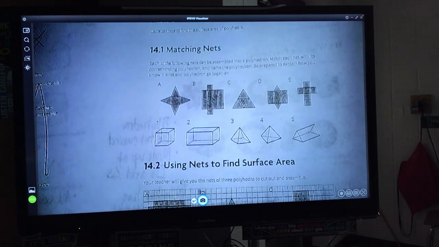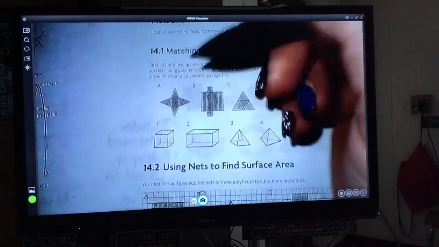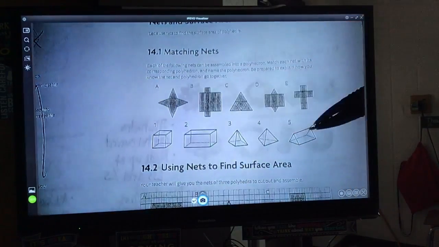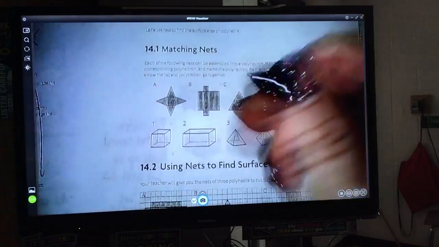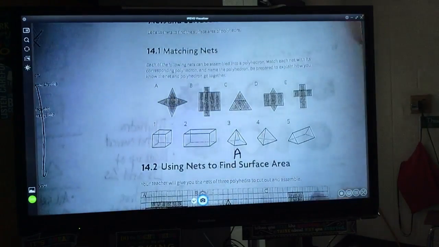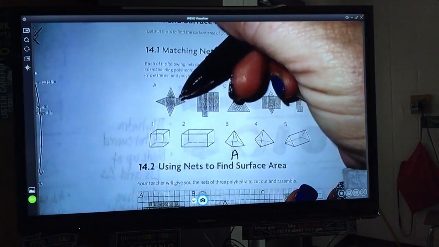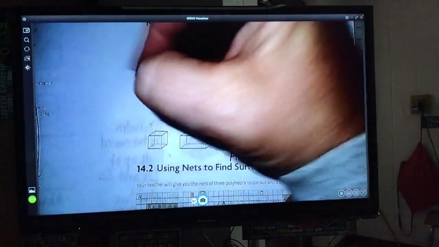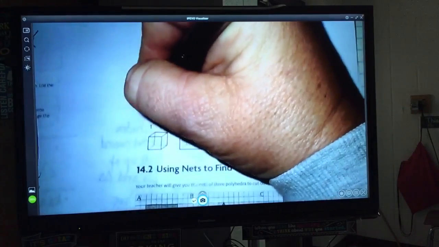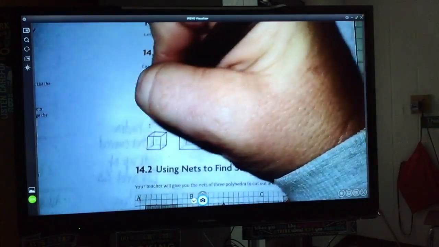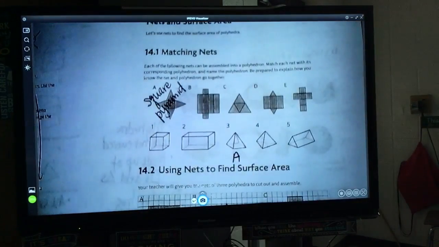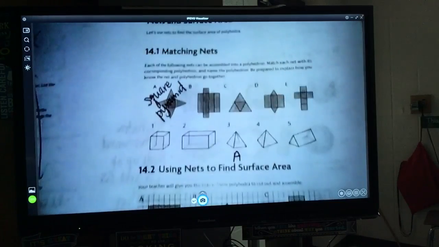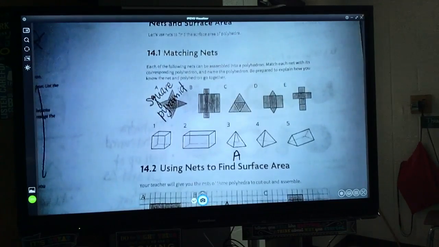Alright. A. So A goes with which number? What was that? Say it again. 3. Yeah, so A goes with 3. And then what is the name of A? Luke? A square prism. No, a square pyramid. Pyramid, yes. Because remember, the sides are all triangles, that's how we know it is a pyramid.